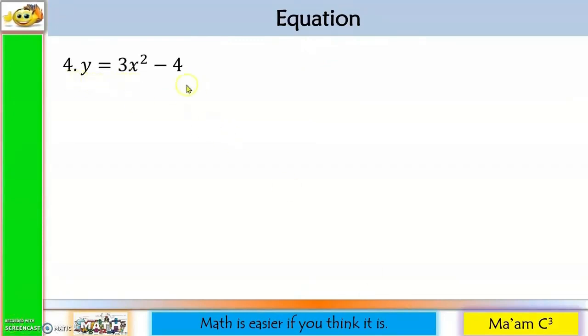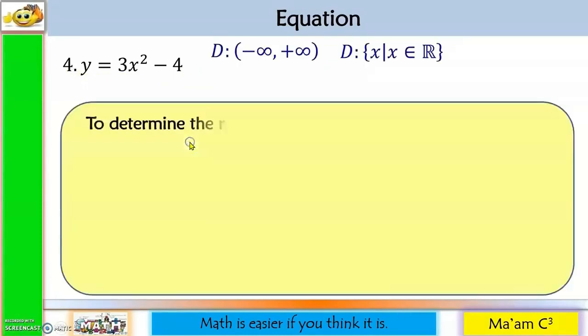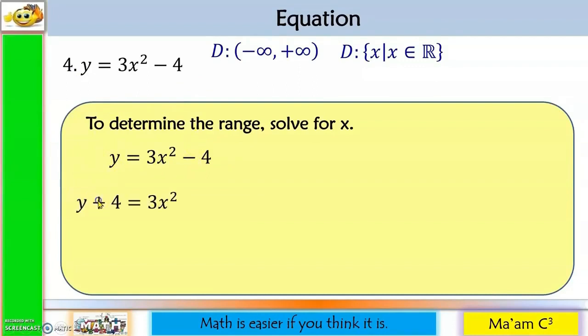This is actually a quadratic function. And if it is quadratic function, the domain is always the set of all real numbers. Now for the range, let us solve for x. So y is equal to 3x squared minus 4. Let us move negative 4 to the other side. Y plus 4 equals 3x squared. Let us switch places. And then we divide both sides by 3.